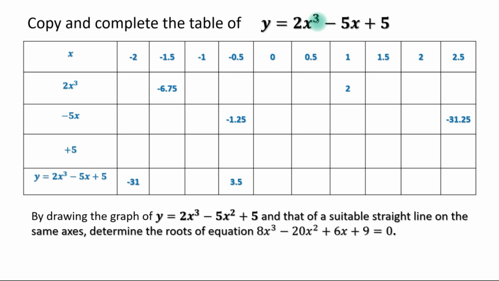y is equal to 2x cubed minus 5x plus 5. So here we have the table. The range of x is from minus 2 all the way to 2.5, with intervals of 0.5. So the interval is 0.5.